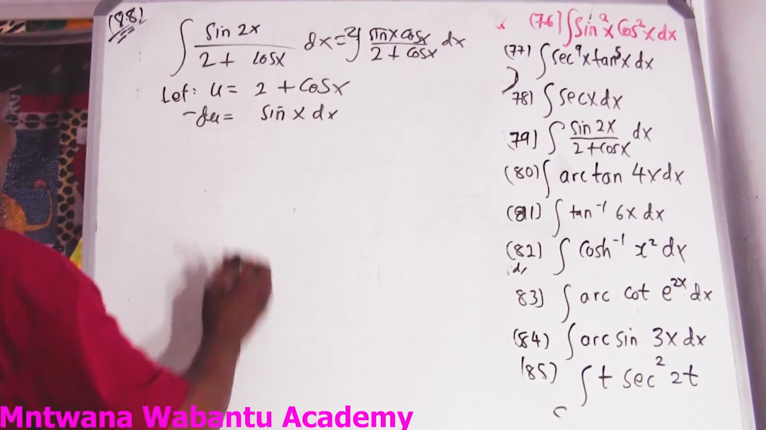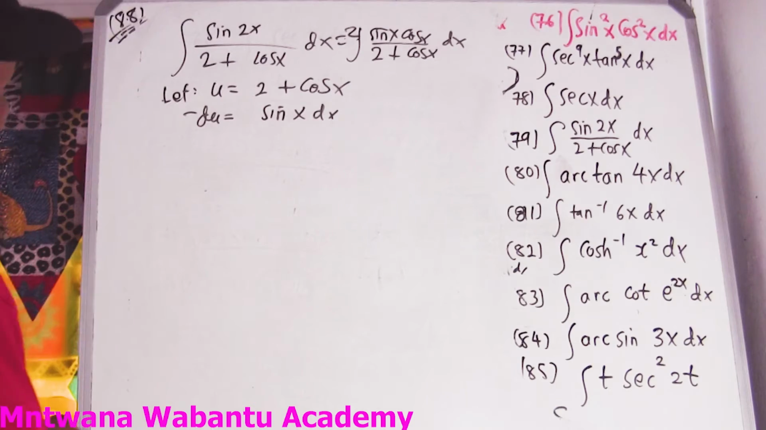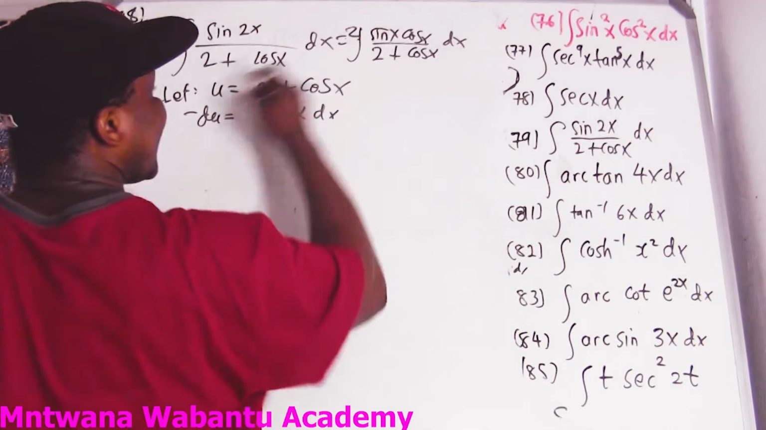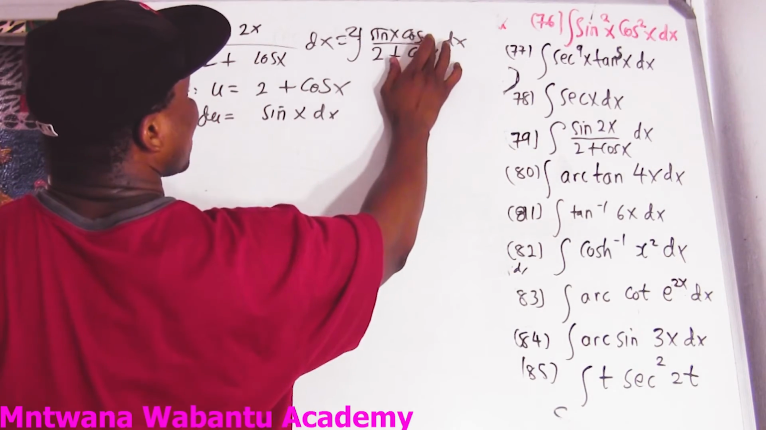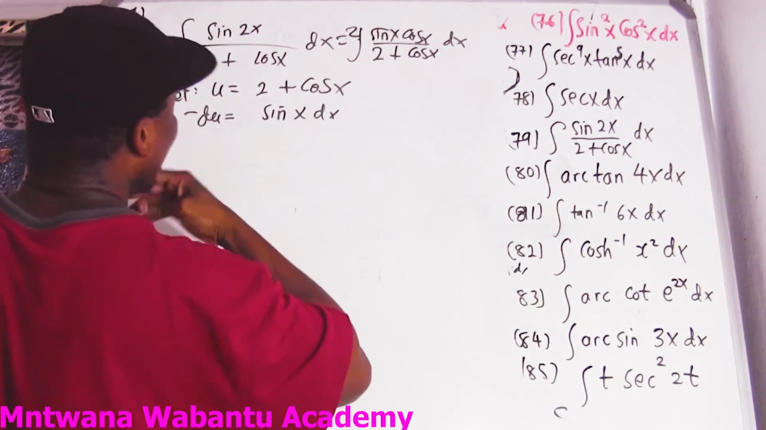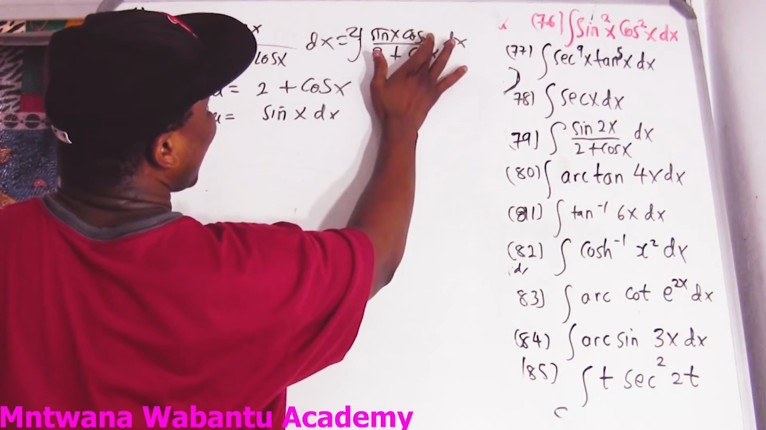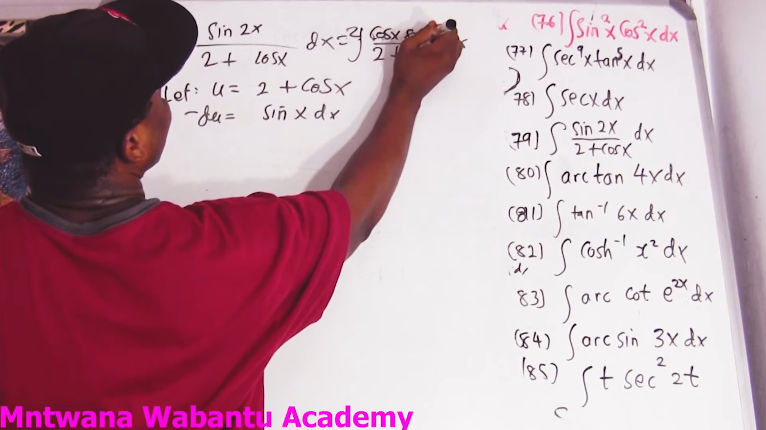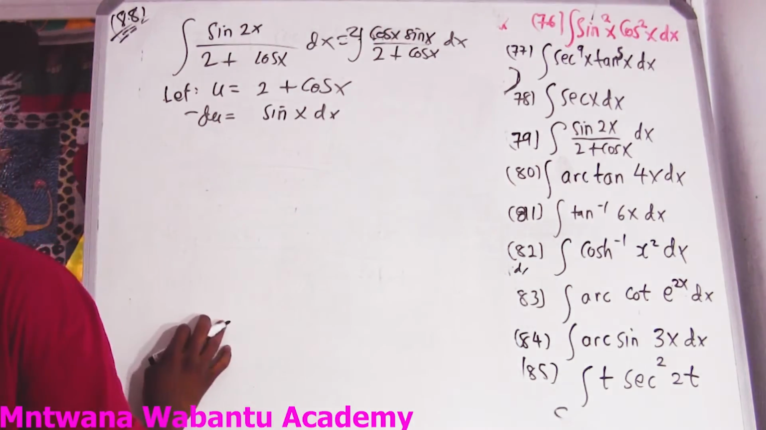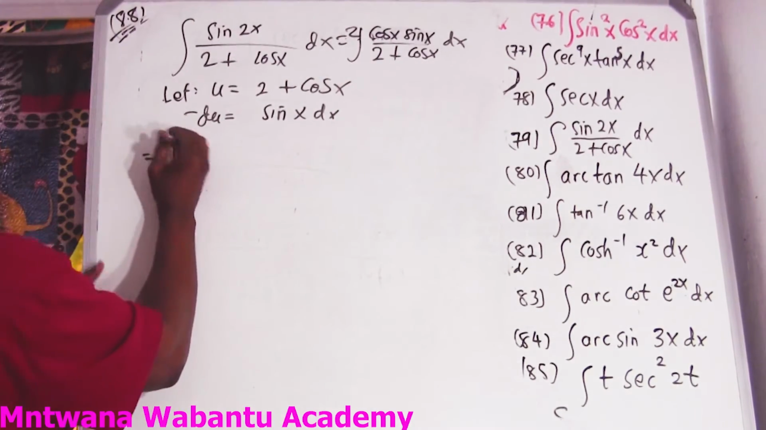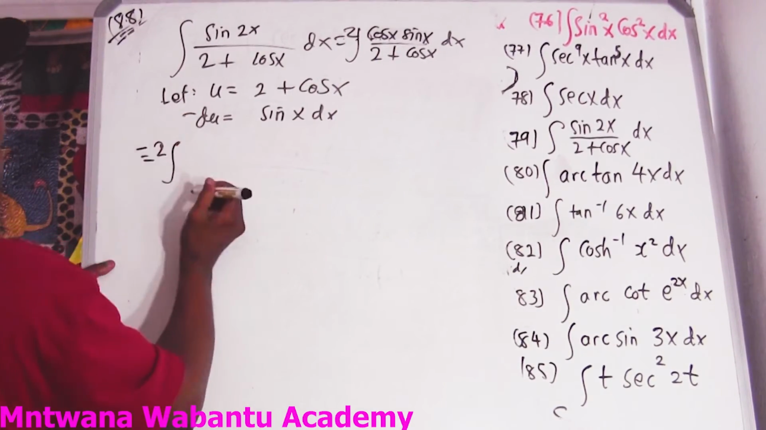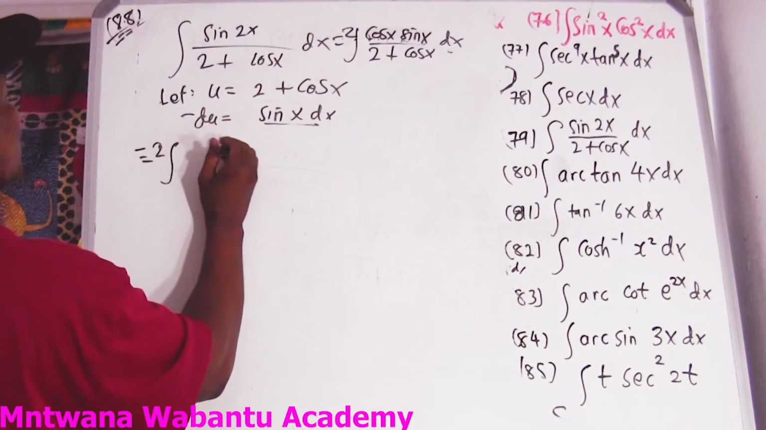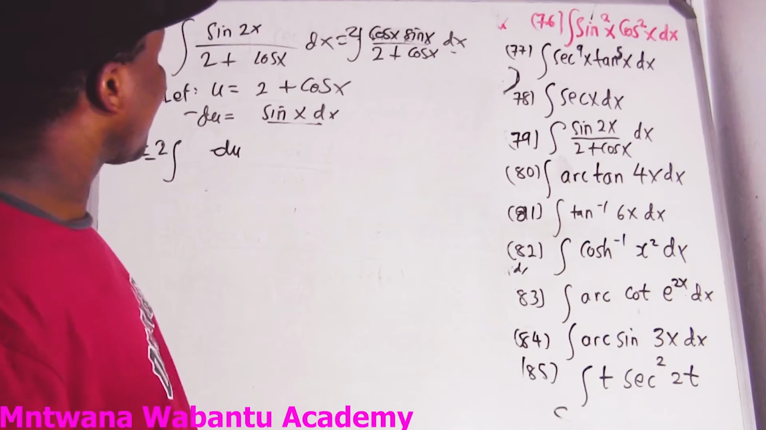So I can take the negative this side and come and substitute. Sine x dx equals negative du. I can flip it so you can see clearly: sine x cos x equals negative du. So the question becomes the integral with the 2, and the negative goes out, so sine x dx equals negative du. You see what I'm saying?